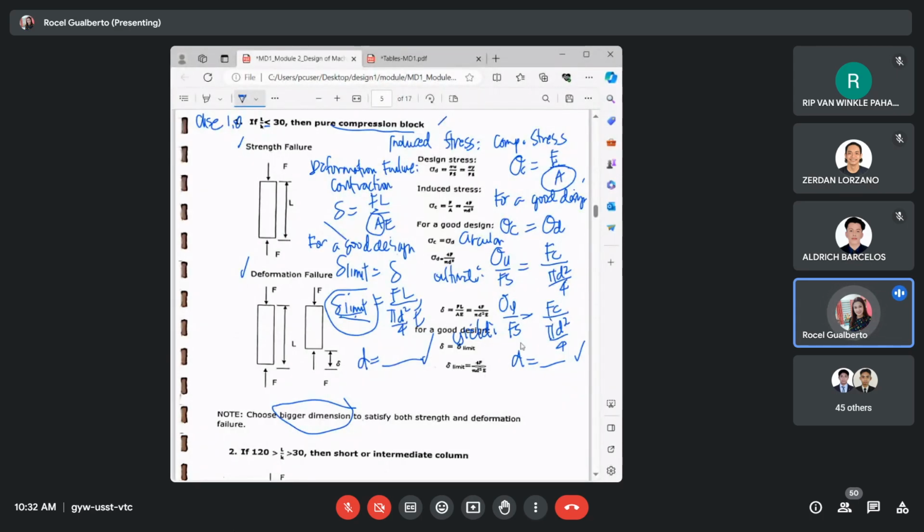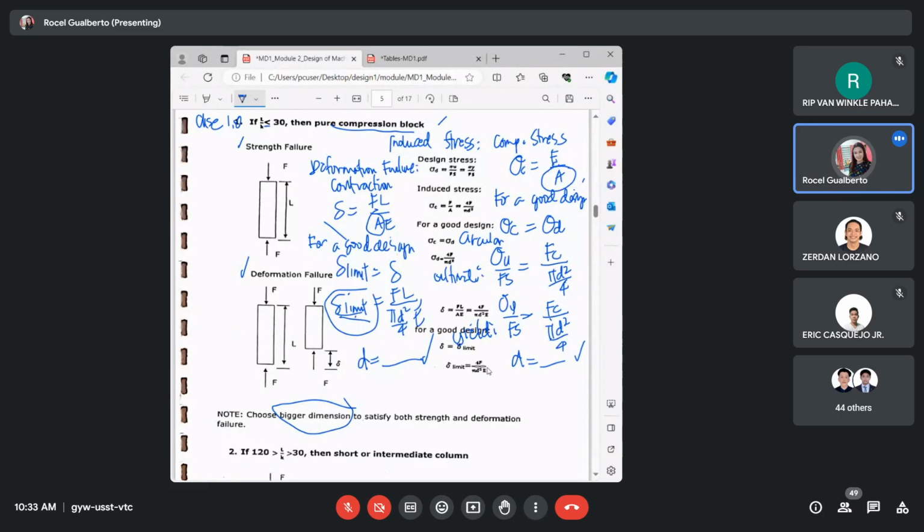Designing against the strength failure, and then the other one is designing against the deformation failure. So, that would be our case 1. So, yan po yung procedure na ina-apply natin kapag alam po natin na case 1 po. Pure compression block yung member po natin. Yun po ang ibig sabihin ng case 1, and having a slenderness ratio L over K less than or equal to 30. So, yun po yung procedure.